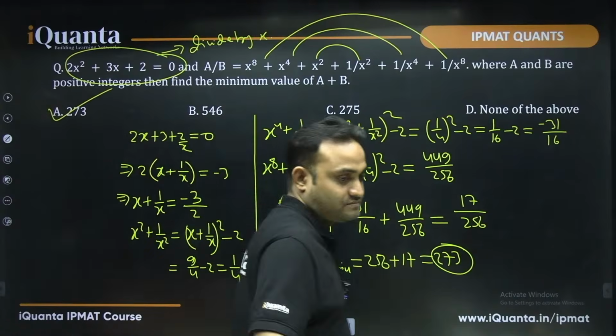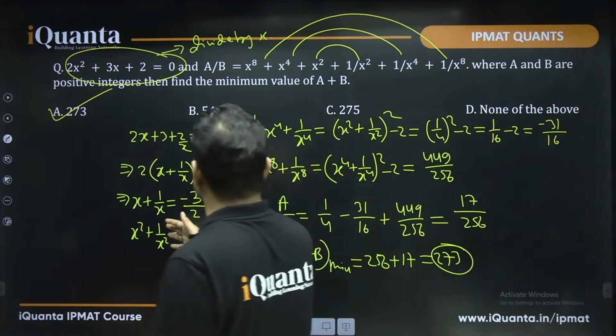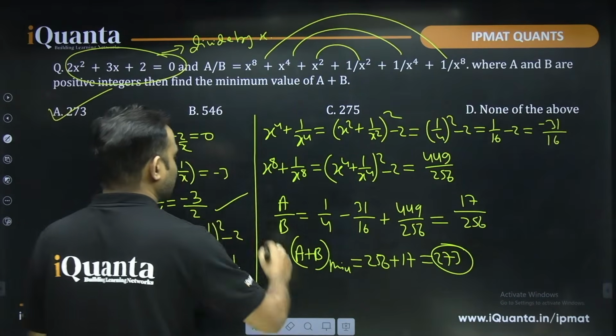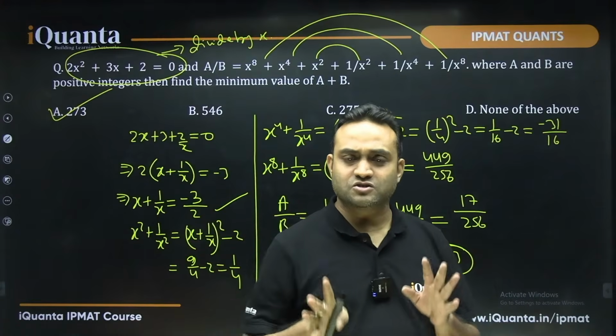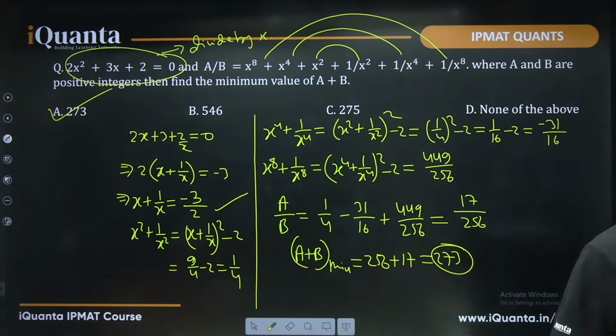ऑप्शन ए, राइट. कितने लोगों का आया था ऑप्शन ए? बताओ बताओ. All of you guys who have ever solved a question where you need to find x square plus 1 by x square when x plus 1 by x is given, can you tell me this question was solvable or not? Was this question solvable? Yes, a little bit calculative, but was this solvable?